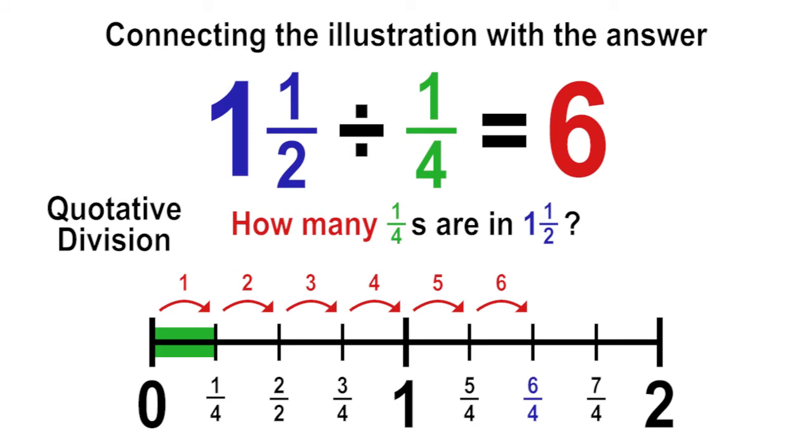However, students may record their answer as 6/4. If the students stop and think about the answer 6/4, they will see that it does not match the model's answer of 6.